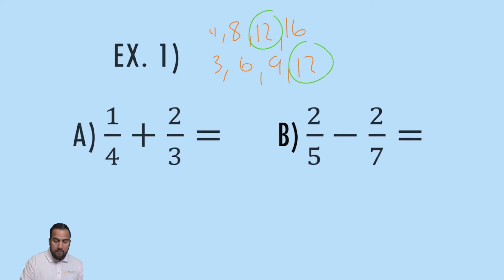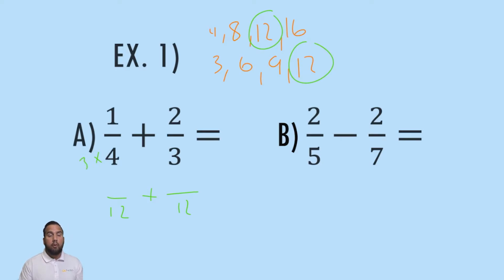So what am I going to do? I'm going to set up two fractions with a plus sign in the middle. I'm going to put 12 on the bottom. I need my denominators to be 12. So what am I going to do? I have to ask myself, 4 times what gives me 12? I have to think about my factors. 4 times what gives me 12? Hopefully you agree, 4 times 3.